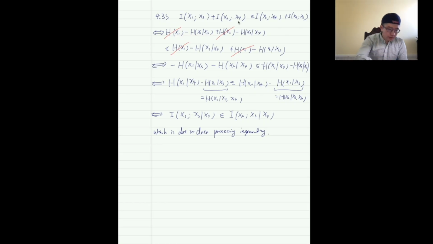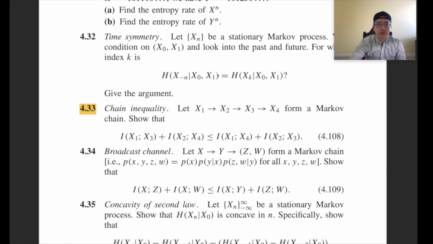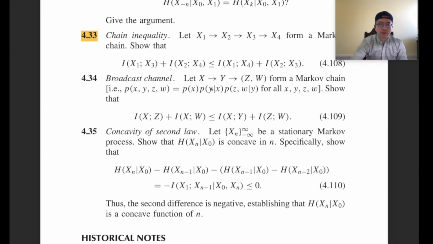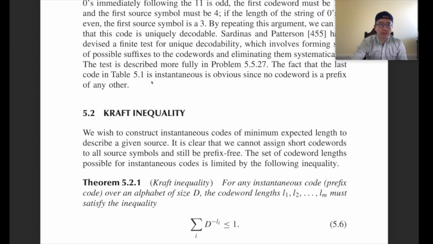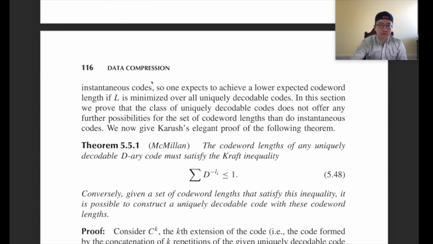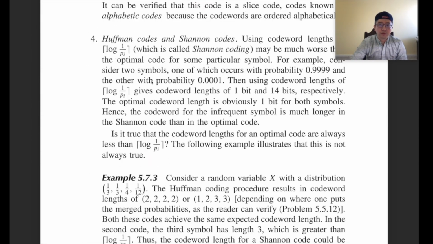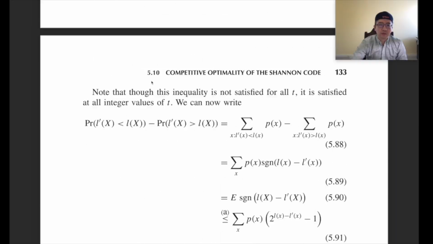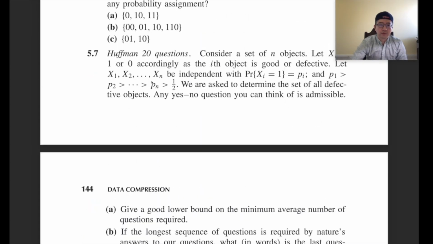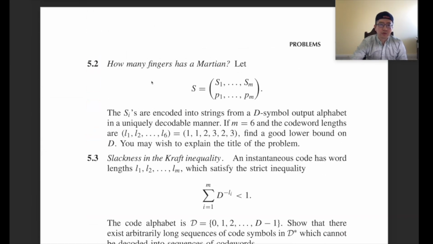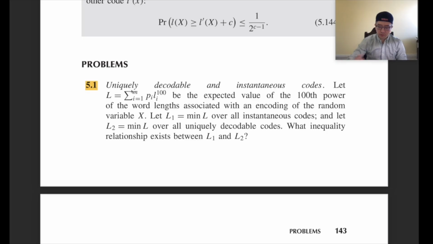Okay, very good. Now let's see our next question. We're done with our chapter 4, so the next question would be from chapter 5. Let's try to find it. The first question is 5.1.